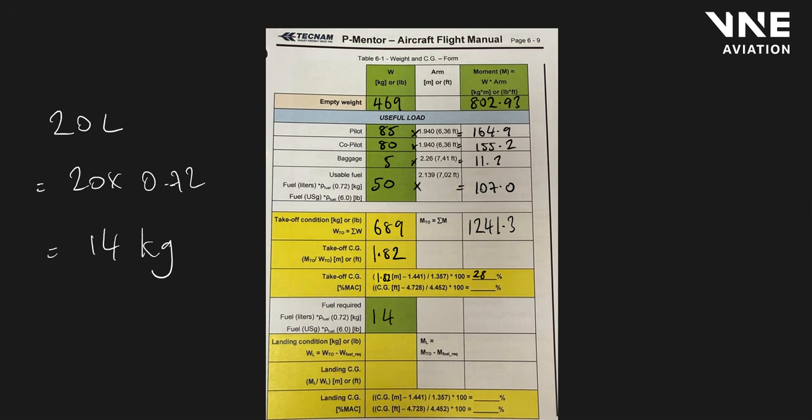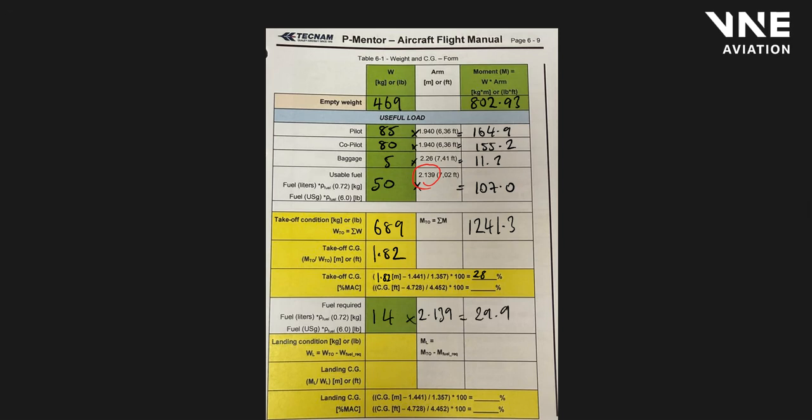We then need to calculate the moment of that. And again, they've not made it very easy if you're not familiar with doing this. So we need the arm, which isn't actually displayed in the box. But if we think about it, the fuel is in the same place as it was when we started. So it's going to have the same arm, which is that number there, that 2.139. So we're going to bob that in there, 2.139. Again, multiply the weight by the arm, and that's going to give us that moment of 29.9.